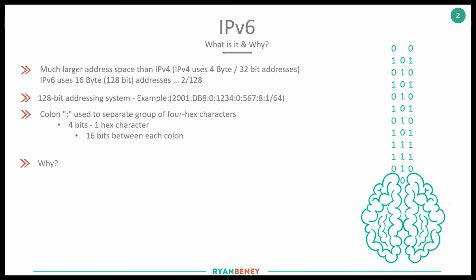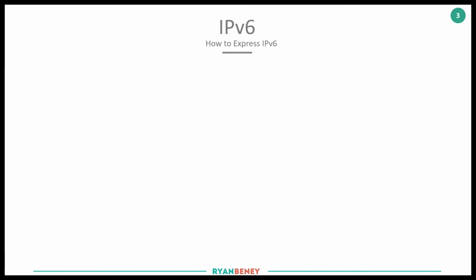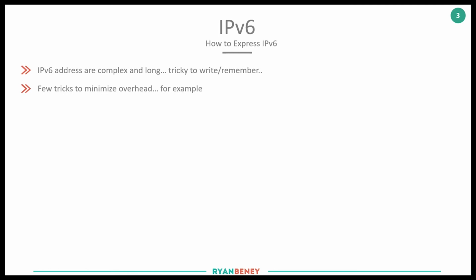And we understand how it's visually different to IPv4. Again, I can't stress this enough, but make sure you remember the key things of why it's different and how it's different. So how to express IPv6. Now, IPv6 addresses are complex and long and tricky to write and remember. So we've just seen that. We looked at one example and it was a lot longer because it's 128 bits and it has hexadecimals, so it has more potential values. So again, we have to remember a lot.